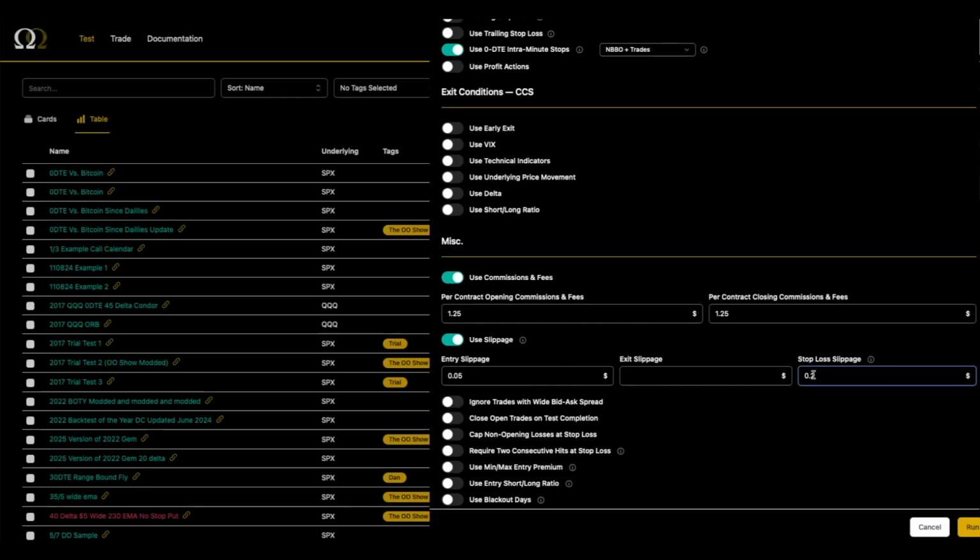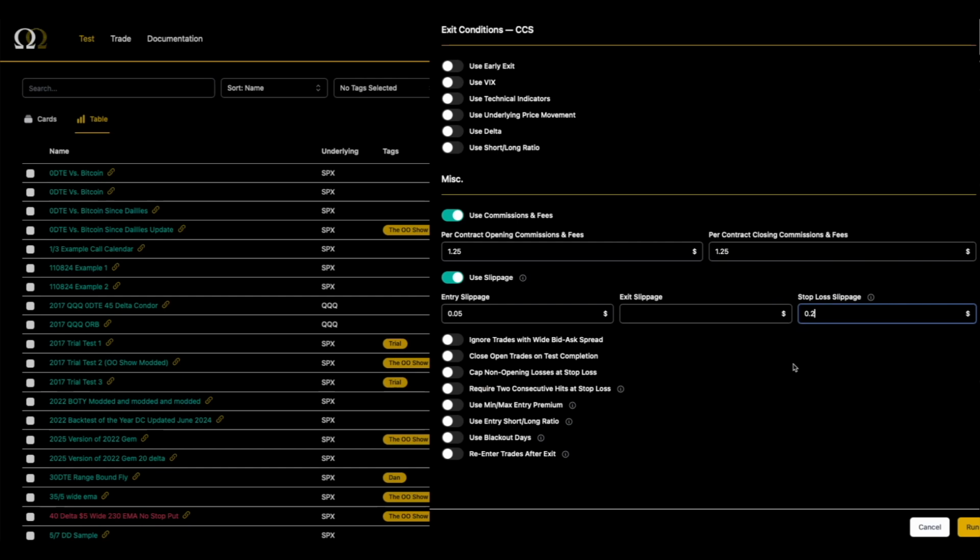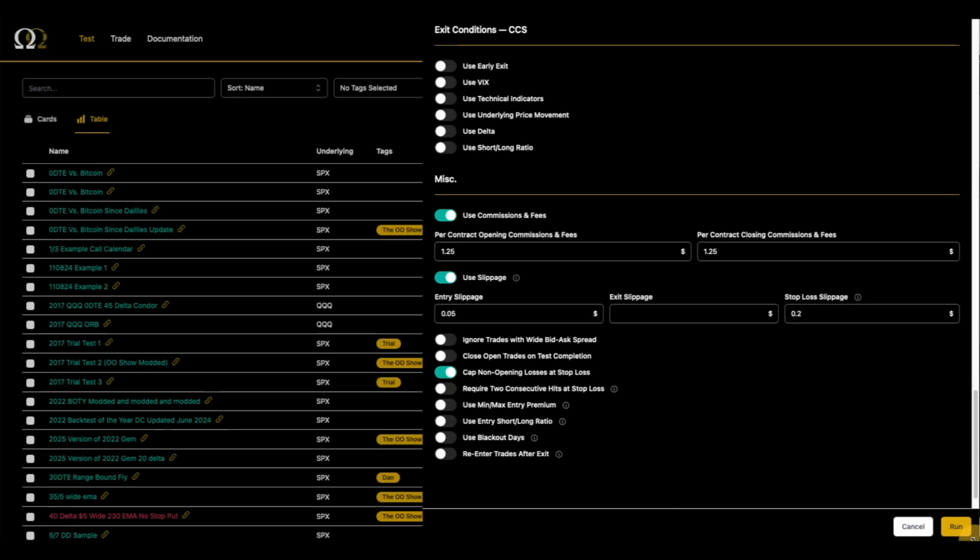Because this is 2017 and the premiums and the SPX itself was much smaller, instead of dealing with an SPX right now where it's 6,400, this was at 2,400 or 2,600. So quite different. So as a percentage, 0.2 is still a pretty healthy percent when the option values are what they are. So we have entry slippage, we have stop loss slippage, and I'm going to do something that a lot of folks do, which is I'm going to cap non-opening losses. This is going to make the backtest lose less money, so less robust.